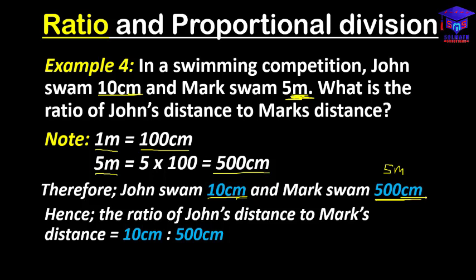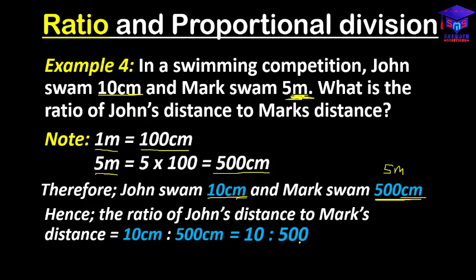But in ratio, if you are expressing two quantities as ratios, we don't include the units of measurement. So we can write this one as 10 is to 500. But remember, we said earlier that we always have to write our ratios to the lowest term. Is that right? So how do we reduce this ratio to the lowest term?